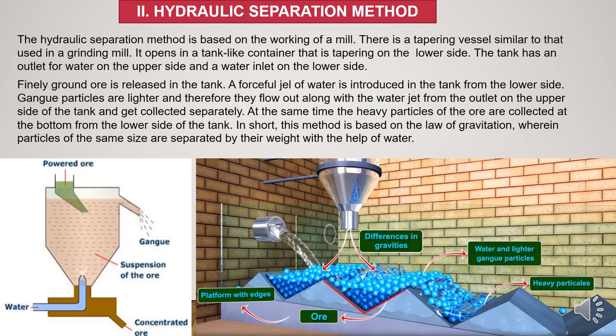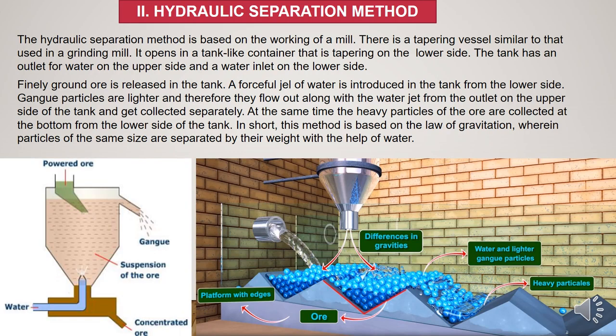and the water inlet on the lower side. Finally, ground ore is released in the tank. ये ore को डाला जाता है टैंक के अंदर. A forceful jet of water is introduced in the tank from the lower side. नीचे की तरफ से जोर से एक जेट पानी का छोड़ा जाता है.